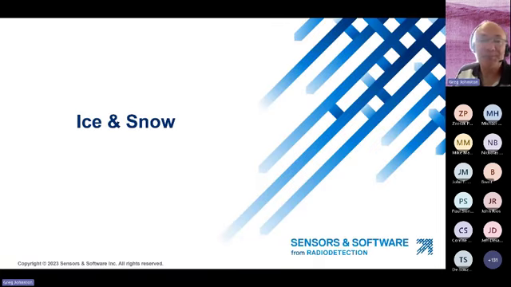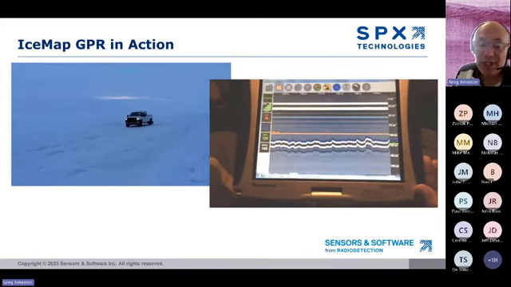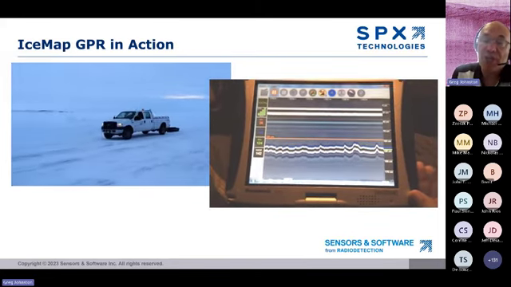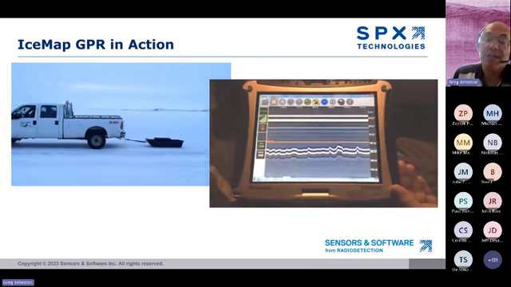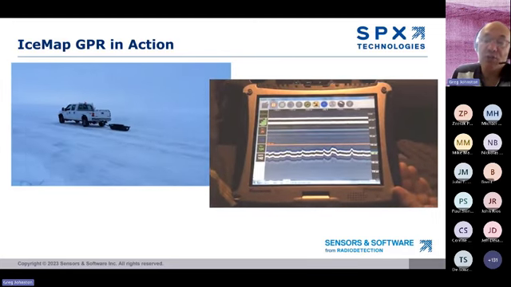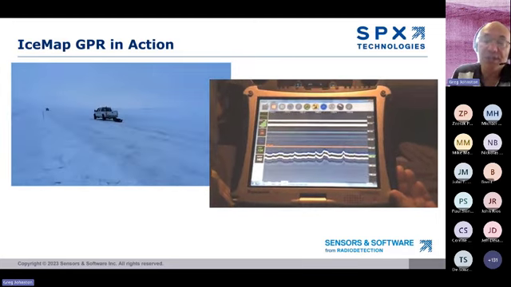Okay, the last one, and my time is almost up. Ice and snow. Ice is really a special medium for GPR because it's so transparent. GPR signals can travel great distances in ice, as you're going to see.